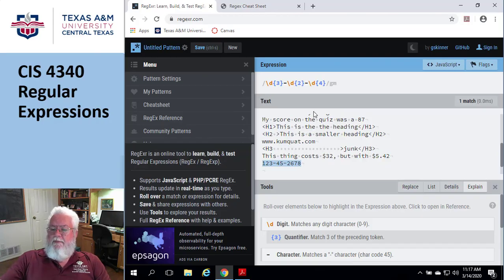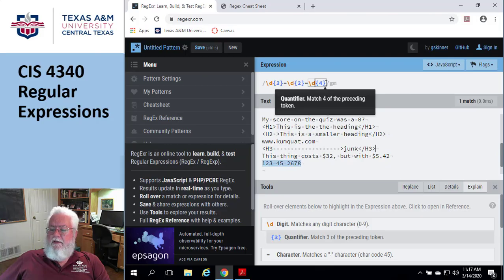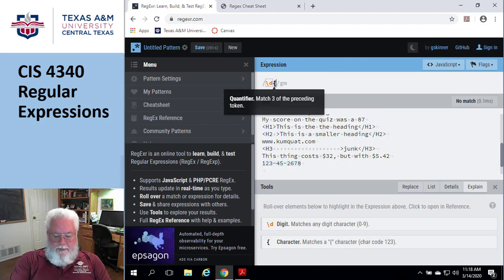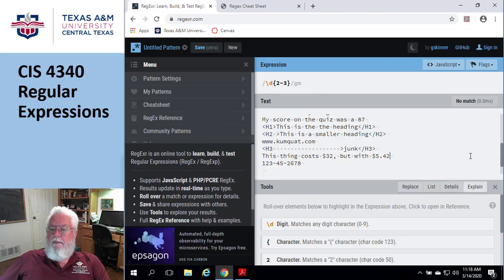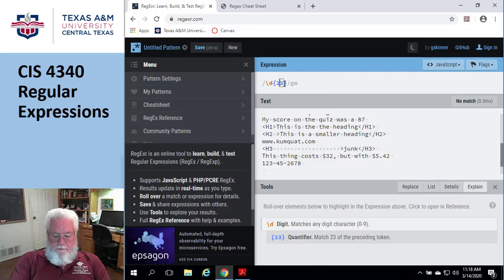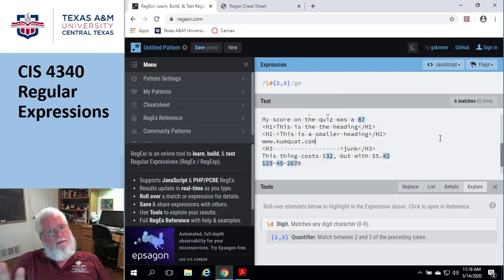Okay, now let's talk about some of the other options you can do. Let's say I want digits between 2 and 3. Well, that's weird. Why didn't that work? Oh, ha. Comma. So that means either 2 or 3 digits, not 4, not 1, but between 2 and 3 digits. Cool beans?